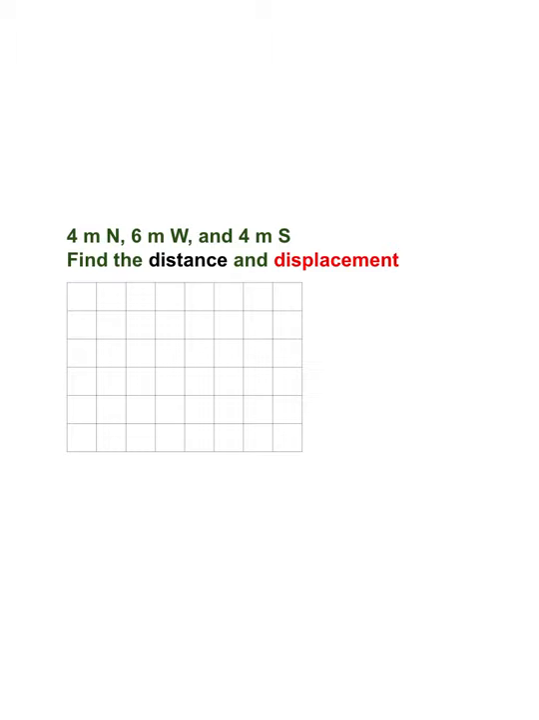So pretend Mr. Wu traveled 4 meter north, that means 4 up, 6 to the west, 6 to the left, and 4 south. So I have to go up, to the left, and down. So I might want to start somewhere right here. So this is my start. And 4 meter up will be 1, 2, 3, 4. Okay. 6 meter west will be 1, 2, 3, 4, 5, 6. And 4 meter south. And I end right there. So this is my end, and that's my start.